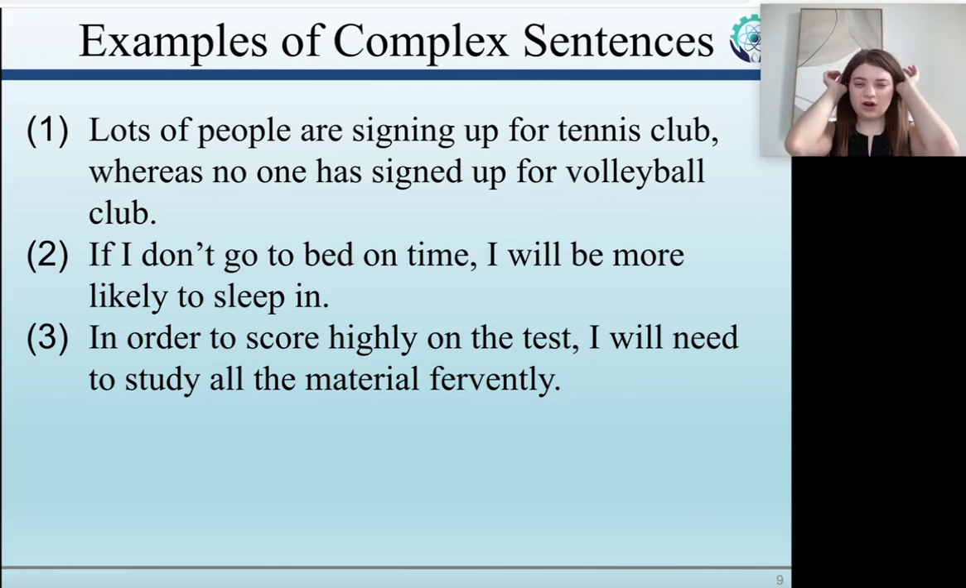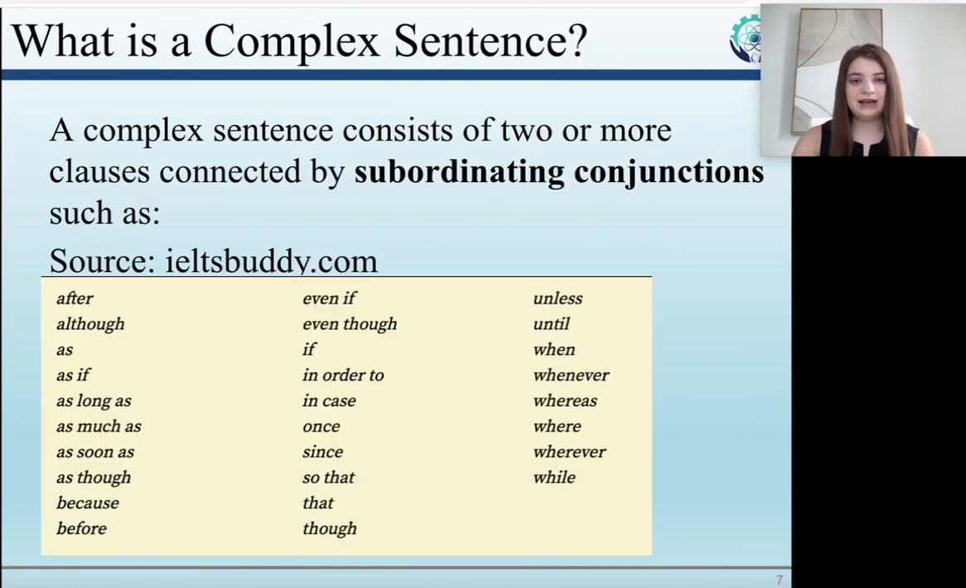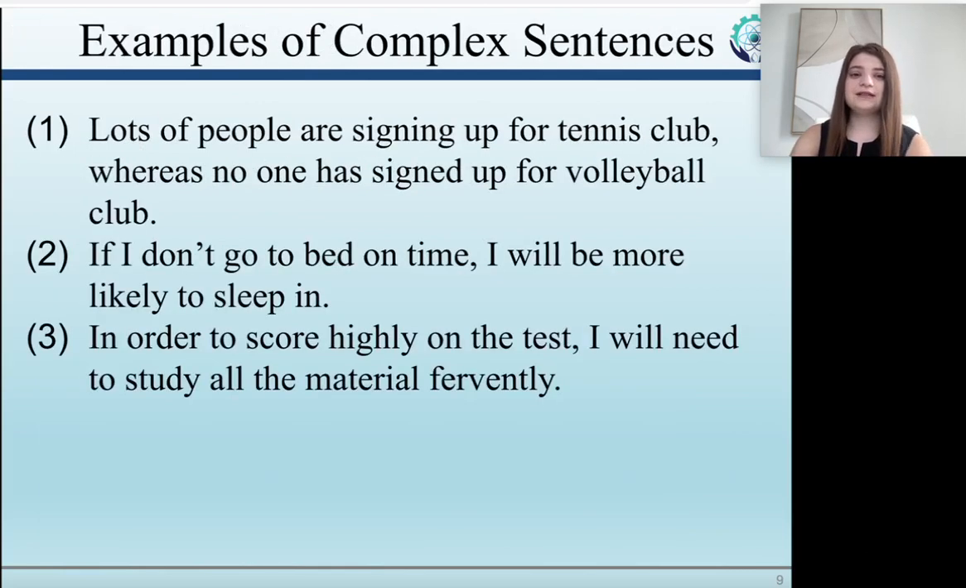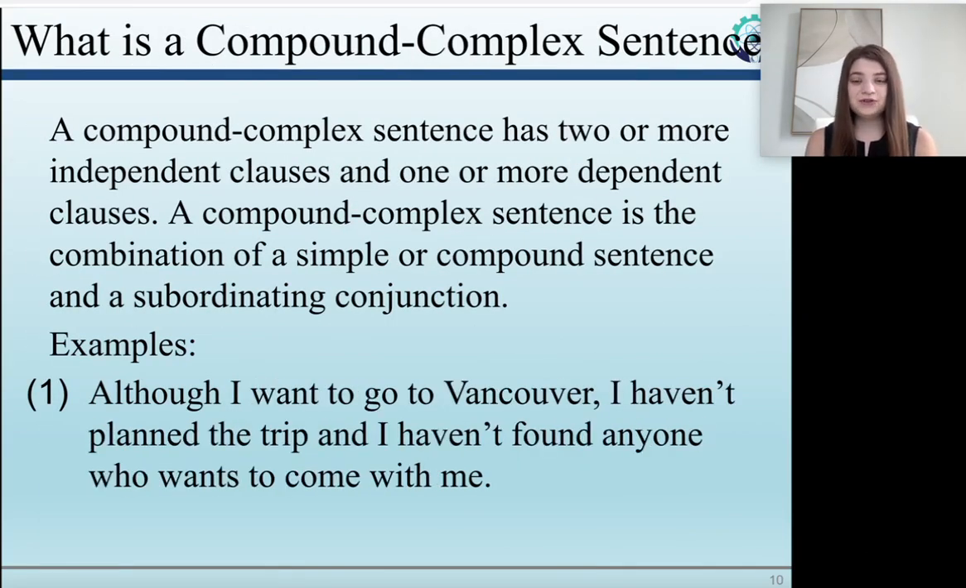So that's the difference between compound and complex, is that here we're connecting an independent clause and a dependent clause. And the last one, we're connecting two independent clauses using a coordinating conjunction versus a subordinating conjunction here. So there's the difference. Okay, so a compound complex sentence. This is kind of the combination of compound and complex on their own. Basically, it's a combination of a simpler compound sentence and a subordinating conjunction. Okay, or another way we can think of it is a compound complex sentence has two or more independent clauses and one or more dependent clauses.